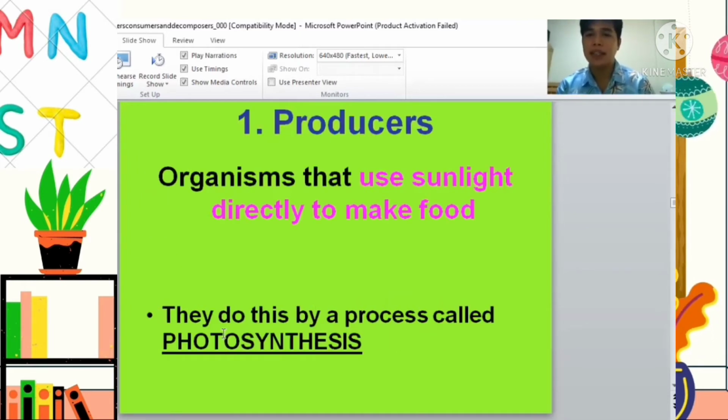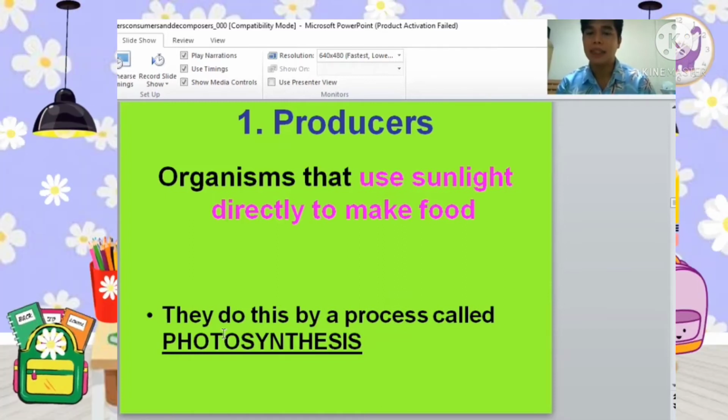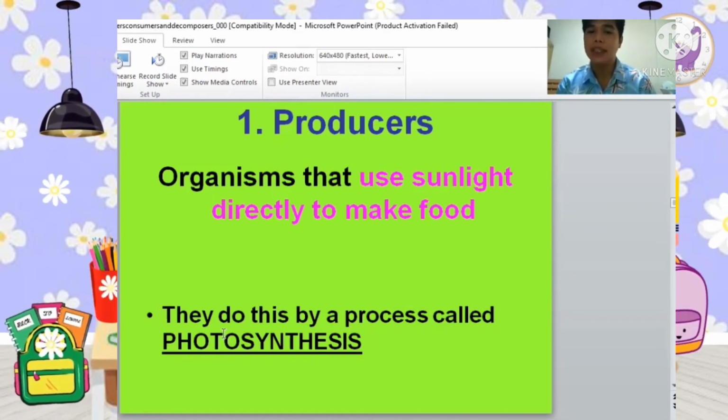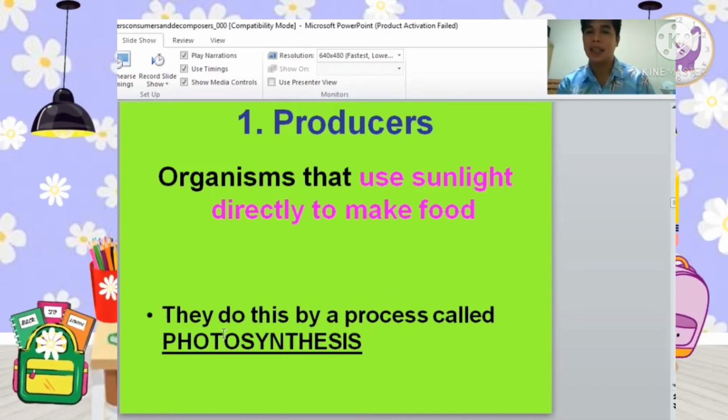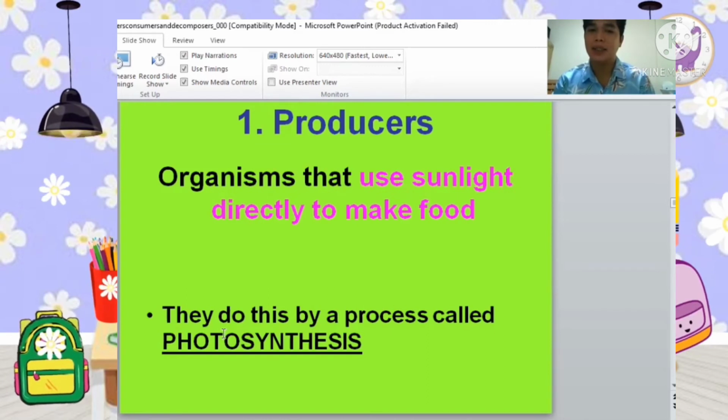Now let's study producers. Let's read. 1, 2, 3, go. Organisms that use sunlight directly to make food. They do this by a process called photosynthesis. Very good. Producers use sunlight to make food.